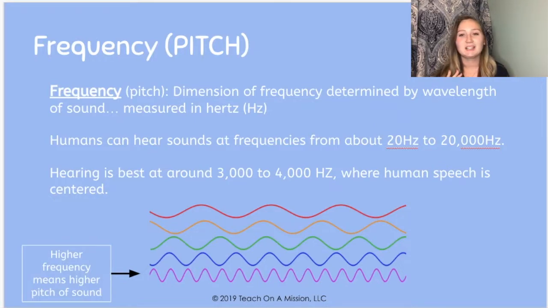The hearing that we experience is best around 3 to 4,000 hertz. This is where human speech tends to be, because otherwise voices would be entirely too high or too low and irritating, right? So the higher the frequency of the wave, the higher the pitch of the sound. And remember, a higher frequency means a shorter wavelength.